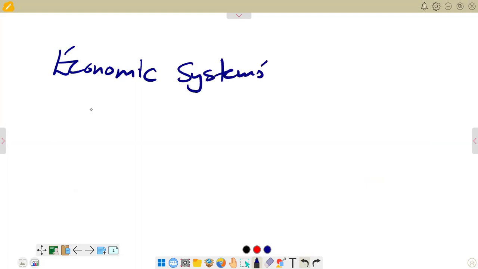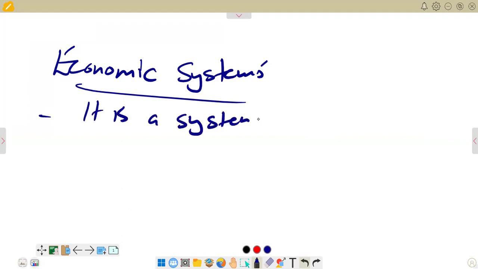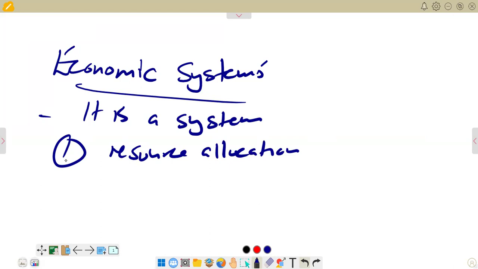So in terms of economic system as a term, let's just try to put it down so that we understand what exactly we mean by economic systems. The definition that we have in terms of economic system is that it is a system of resource allocation. Secondly, you can describe it as a system of distribution of goods and services.